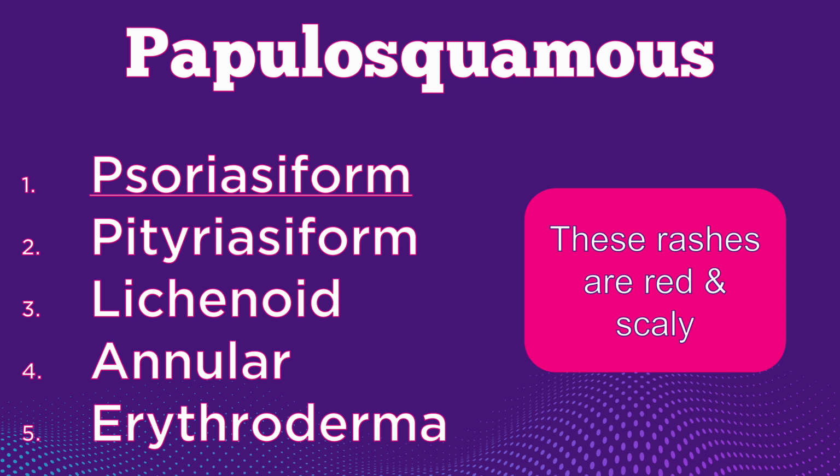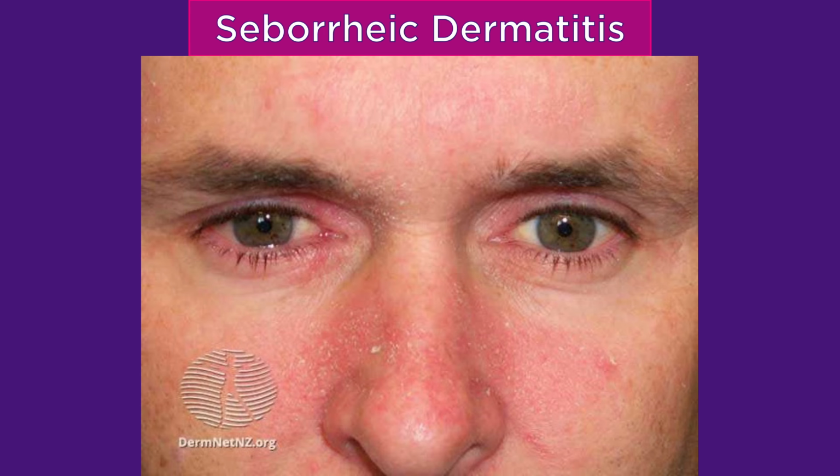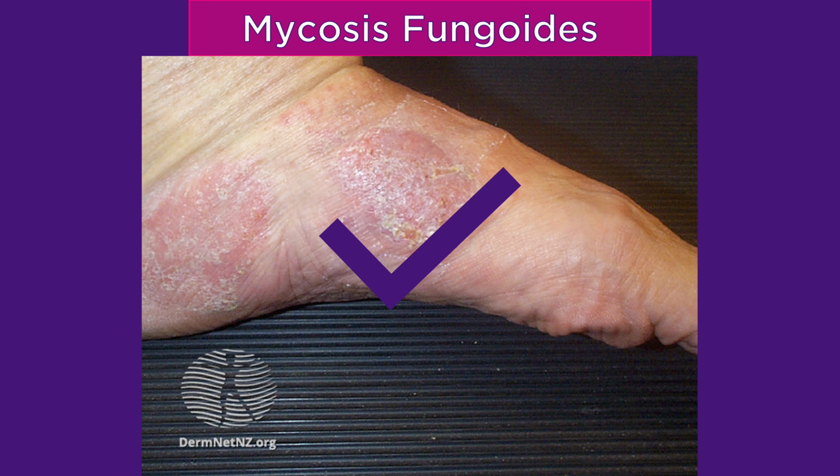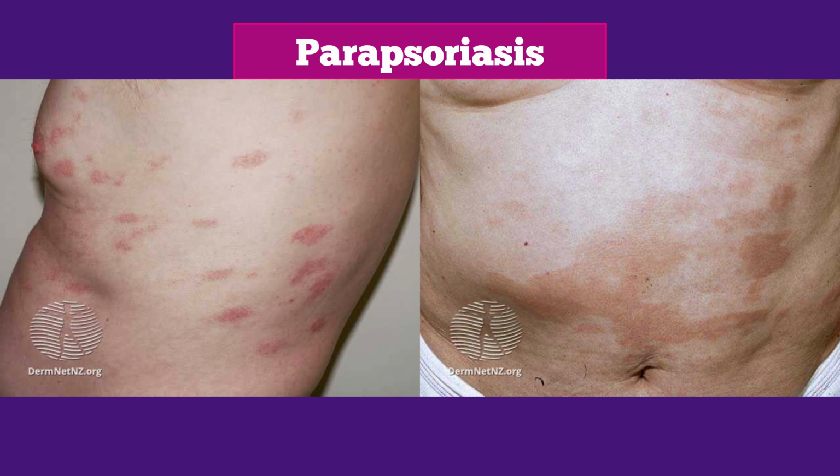Today we will finish our discussion of the first category, the papulosquamous psoriasiform rashes. We have already touched on psoriasis, seborrheic dermatitis, and Mycosis fungoides, and today we will finish with Parapsoriasis.